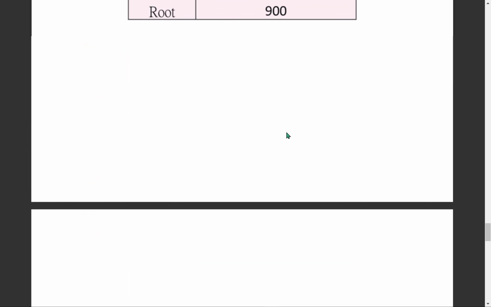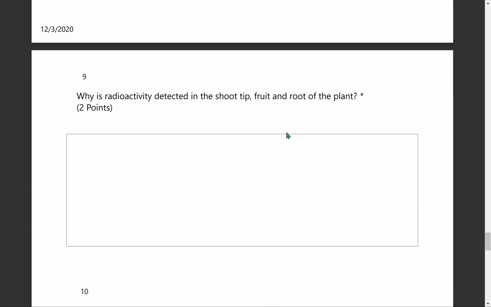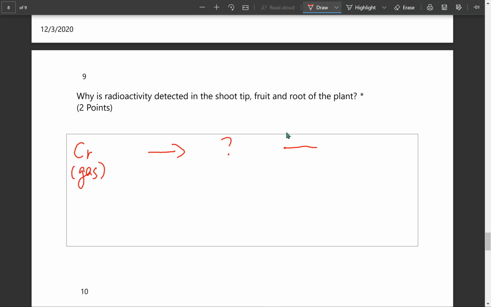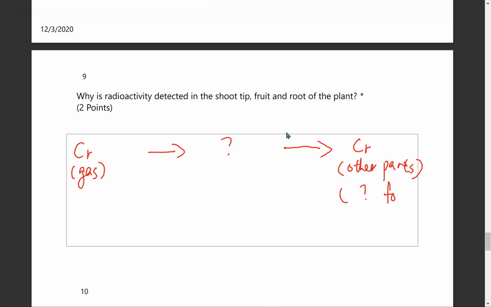Right? So let me put this down. Now initially in the leaf, it absorbs the radioactive carbon in the form of gas. But in what process and how is that transported to other parts of the plant? Okay, I'll just say this. And what form is this? Right? Okay, so 2 marks.